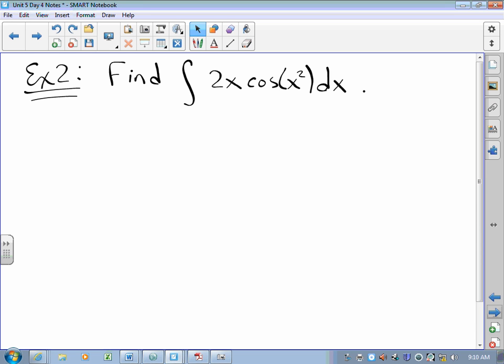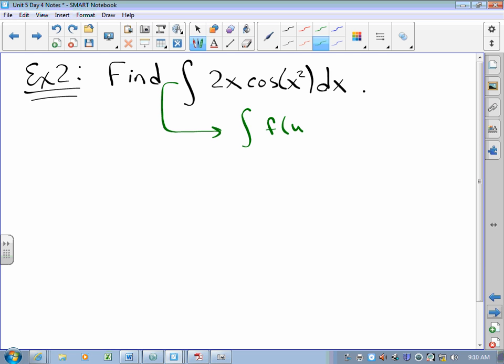What I would like to do is think to myself, can I get this to look like f of u du? And if I can do that, is this integrable easily? So here's the way we play this game.